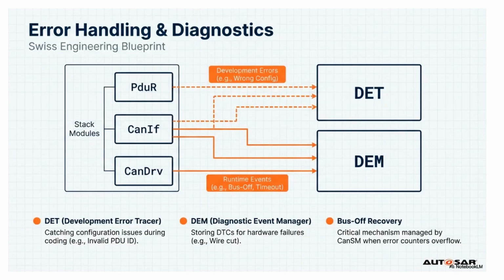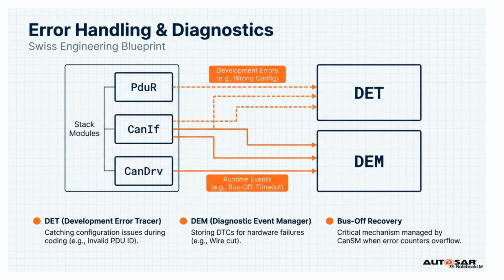The AUTOSAR Comstack is not just a data transport mechanism. It is a robust framework designed to maintain system integrity through sophisticated error handling and diagnostics. Within this architecture, errors are strictly classified into three primary categories to ensure proper handling throughout the software lifecycle: development errors, runtime errors, and production errors.